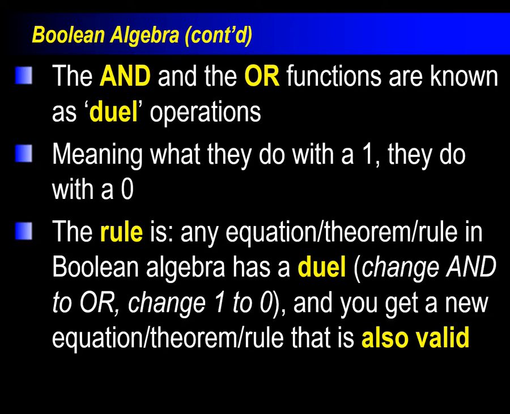Okay? The general rule is that every equation, theorem, or rule in Boolean algebra always has a dual: by changing ANDs to ORs and changing 1s to 0s, that same equation is valid. Okay? So an equation will be valid if you flip or invert all the values, right? So all your 1s become 0s, all your 0s become 1s, all your ANDs become ORs, and your ORs become ANDs, and the equation is still true.